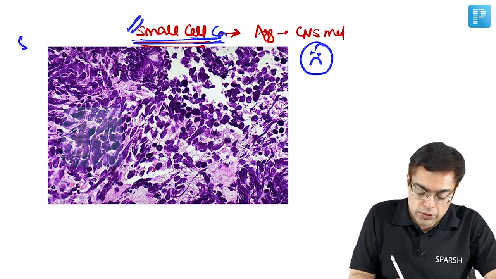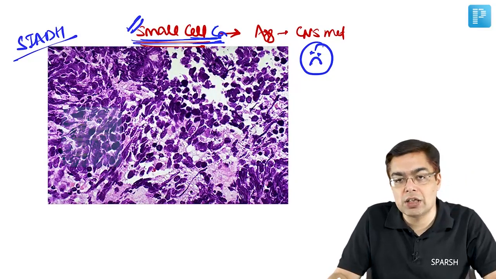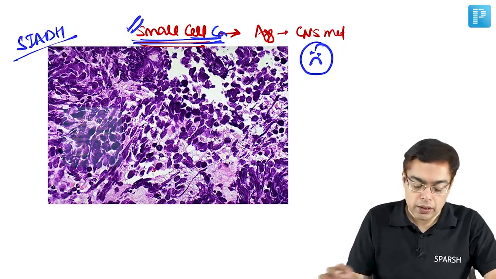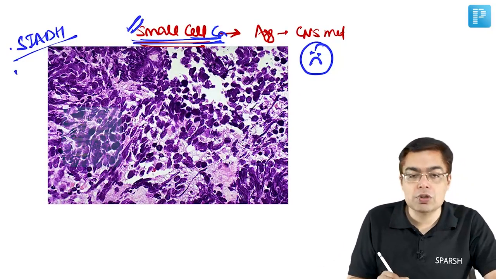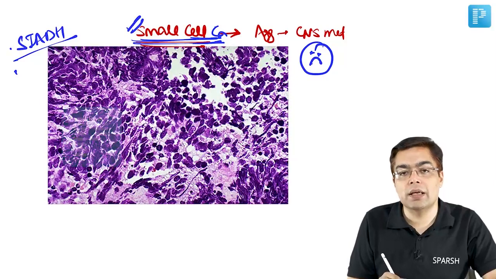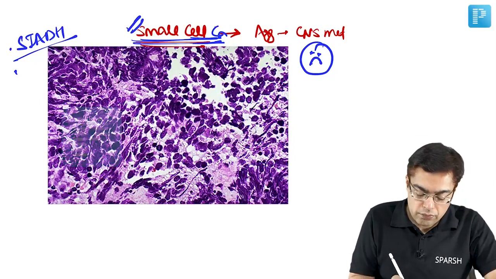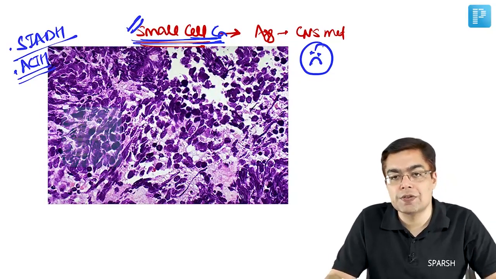Some of the important ones which the examiners love to go after: SIADH, because of excessive secretion of the antidiuretic hormone. Another one that you need to have an idea about is the excessive secretion of ACTH, which is going to be responsible for causing development of Cushing syndrome.